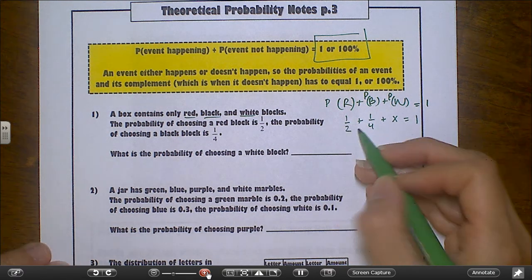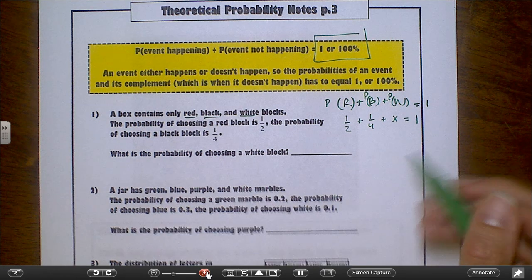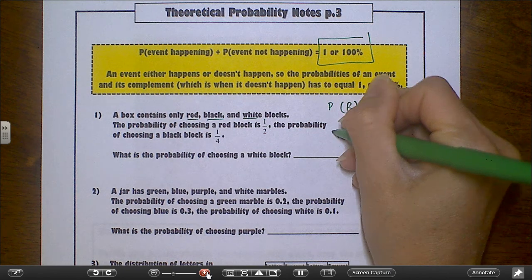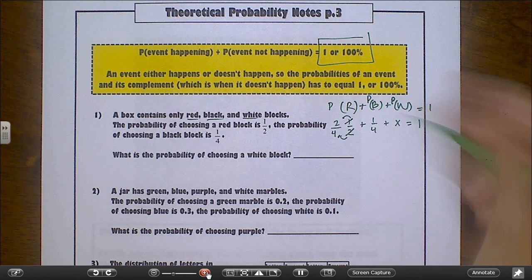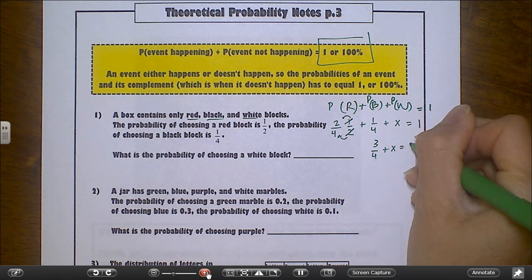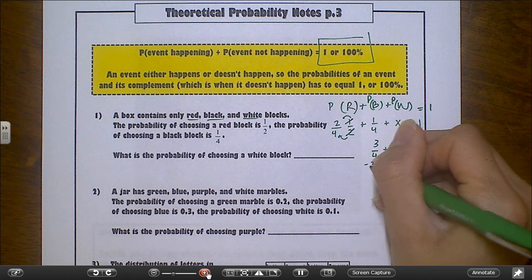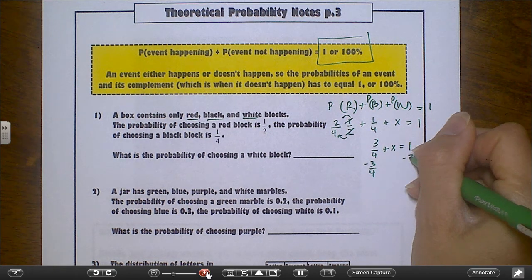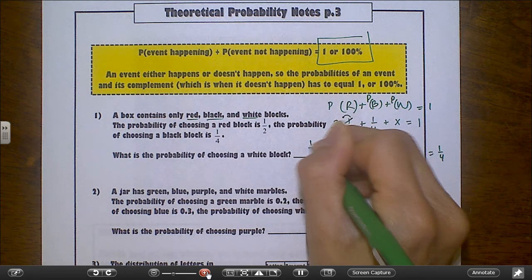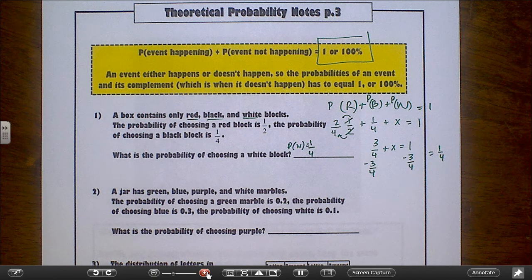So, I mean, you can look at this and hopefully you'll say, oh, okay, well, that's 3/4. But if not, you can add it together. So 2/4 plus 1/4 is 3/4 plus X equals 1. And then 1 minus 3/4 would give you 1/4. So probability of white is 1/4.